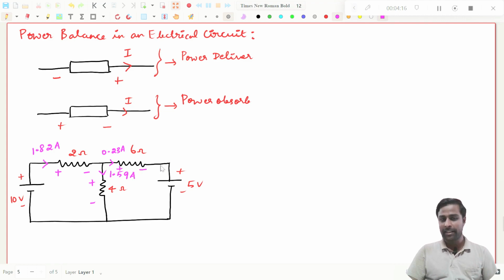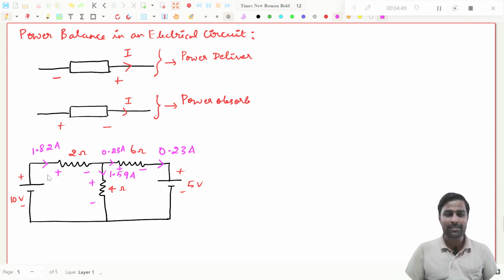This current is nothing but the same current that will come here, right? There is no difference. The same current should also come here, since it is a series circuit. The 0.23 amperes will come here, and you see that is also traveling from plus to minus. Then obviously this 5 volt source in the circuit is not delivering power, it is absorbing power. That you have to understand. That is why I have taken a problem like this, right? So now we will solve the problem.